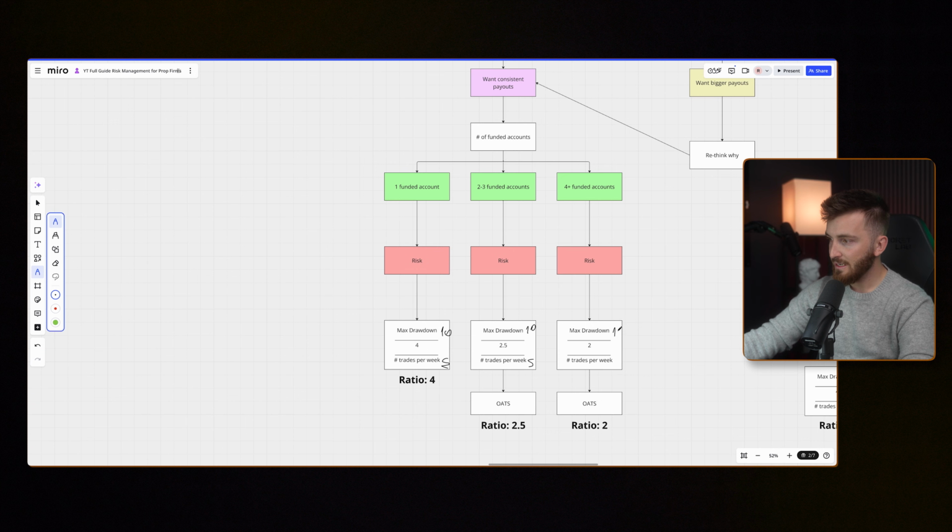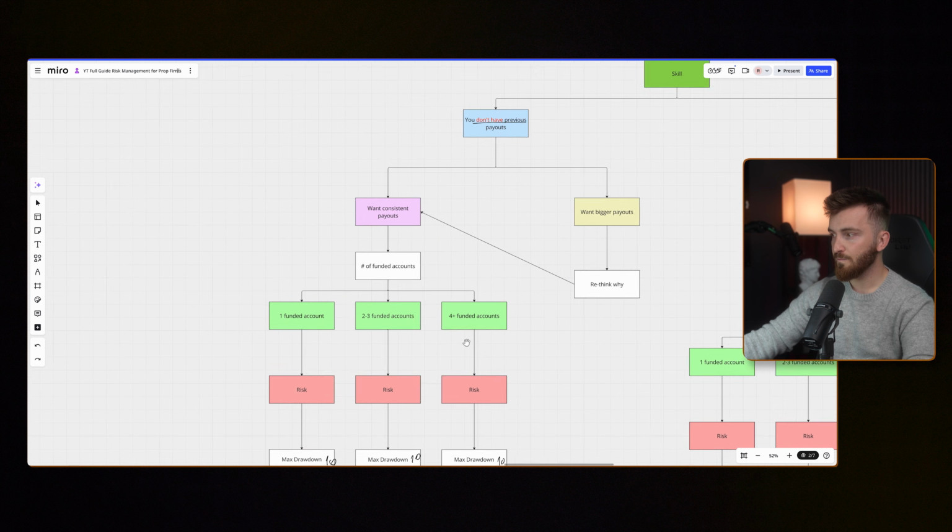So let's imagine from the next 2-step Stellar, so 10 divided by 2 divided by 5, that is going to be 1% risk per trade, right? This is if you have 4+ funded accounts, and then you are going to use the OATS system that I'm going to be talking about very, very soon.